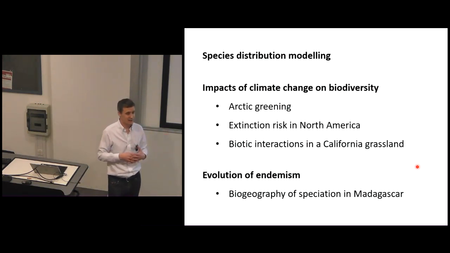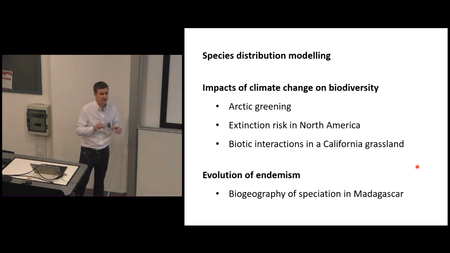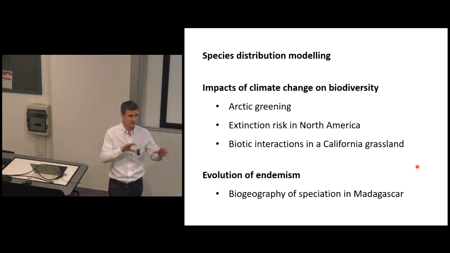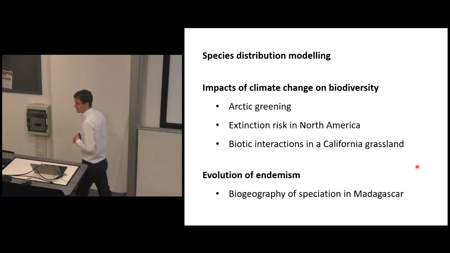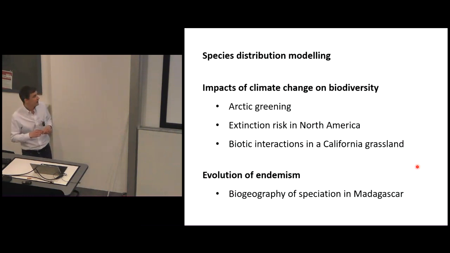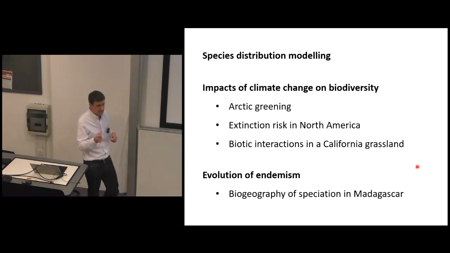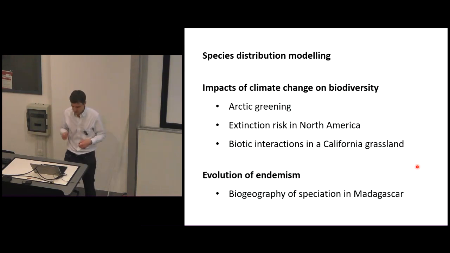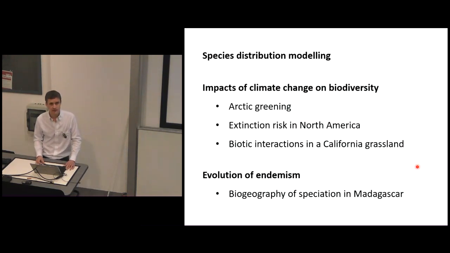So what I've tried to do, for better or for worse, is to piece together just a few highlights from these different areas to give a bit more of an overview of these different fields that I'm interested in and have worked on. So I'm going to give four main examples from work over the last few years, looking at Arctic greening, extinction risk in North America, a Californian grassland system, and then finish up with one of my other main interests, which is focusing on Madagascar and evolutionary processes there.